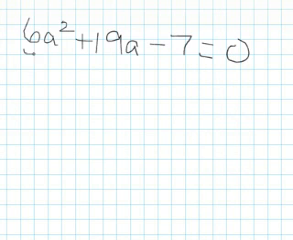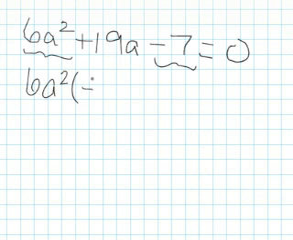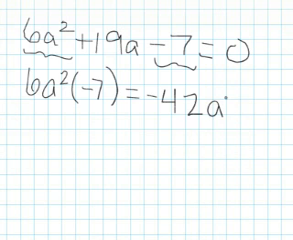To factor, you would take your first term and your last term, and we're doing this because there's a number in front of your a squared. So you're taking your first term and your last term, multiplying them, and then finding two factors that make your center term when you combine them. So what are two factors of negative 42a squared that when combined make positive 19a?